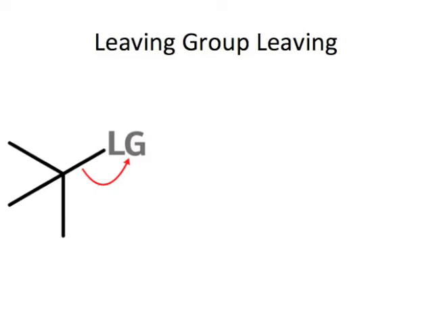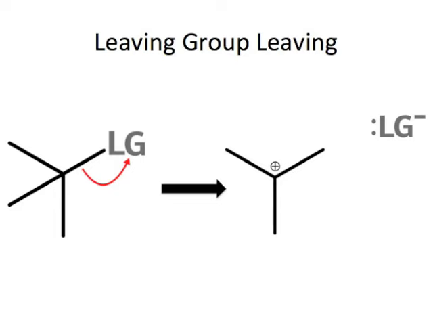A leaving group leaving is as simple as it sounds. Here, Lg represents a generic leaving group. The bond from the carbon to the leaving group is severed, and the leaving group leaves. Notice that both electrons from the bond travel in the same direction. The electrons go toward the leaving group, making it negative, while the substrate becomes positive.